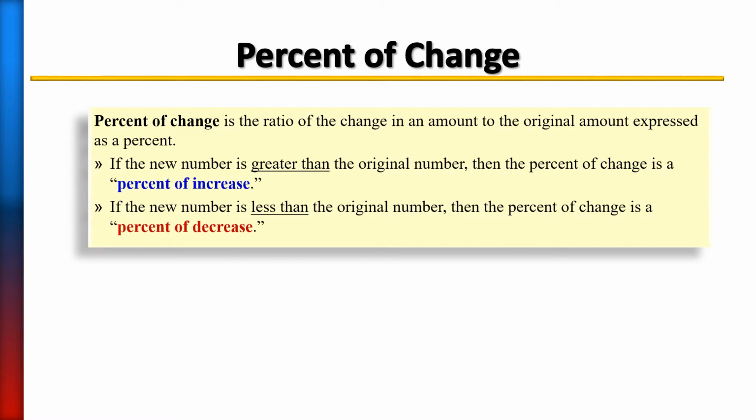So regardless of whether it is a percent of increase or percent of decrease, in the fraction on top, you're always going to have the amount of change. So you take the two numbers and simply subtract them, and what you want is the difference between those two numbers. That's called the amount of change. On the bottom of your fraction will always be the original amount, the number that you started with. So let's do some examples.